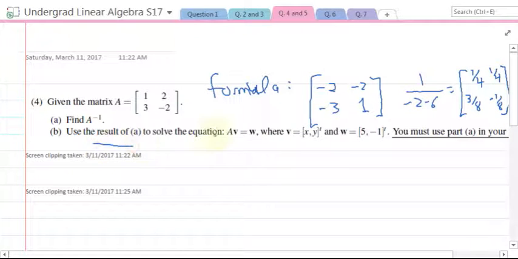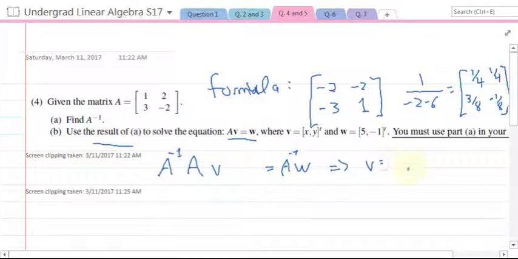Now it says use this result to solve this equation, AV equals W. Now what is AV equals W? It's just another way of writing the linear system. What I hope that people would see, and maybe people didn't catch this in the web work homework, is that if you take AV equals W, you can transform this. One way of thinking about it is multiplying on the left by A inverse here and A inverse here. And that's the same thing as saying that V equals A inverse W.